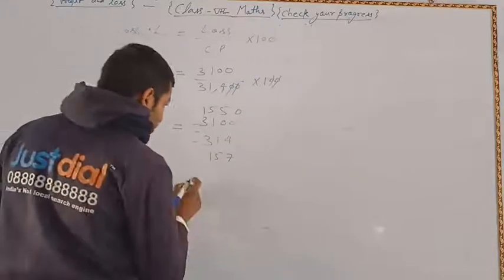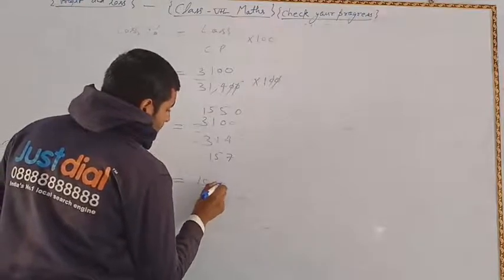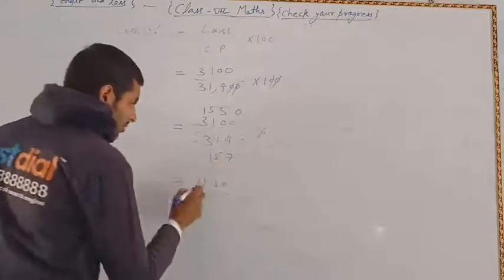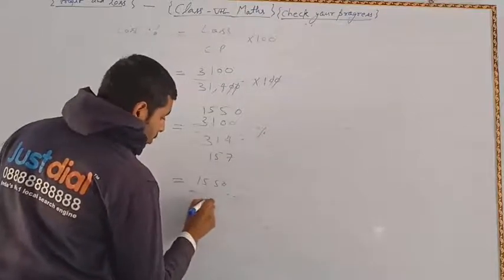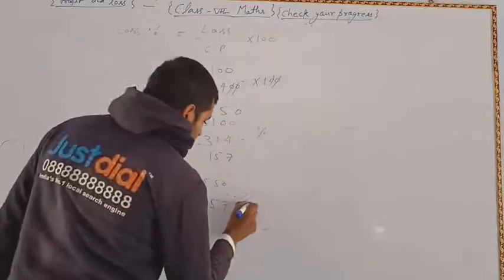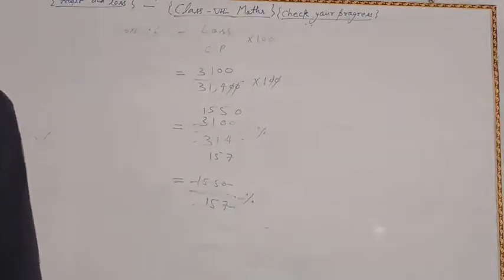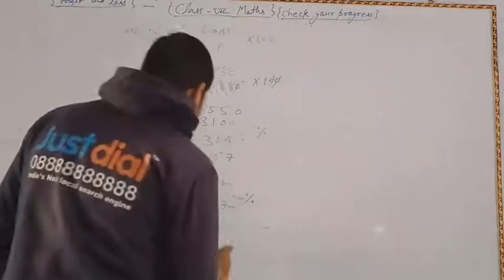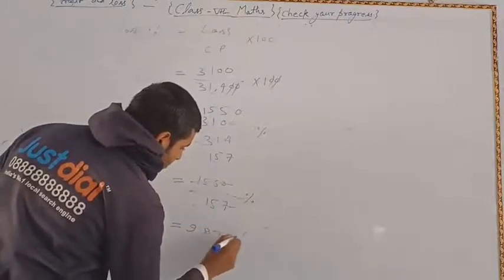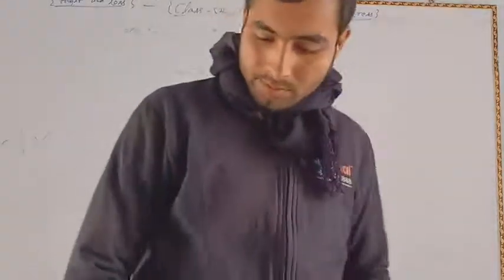Then from here we get 1550 upon 157, this is in percent. By dividing this we get 9.87%. This is our answer.